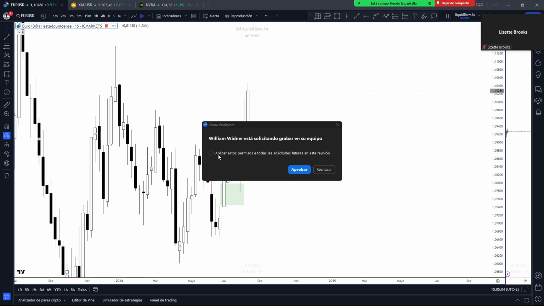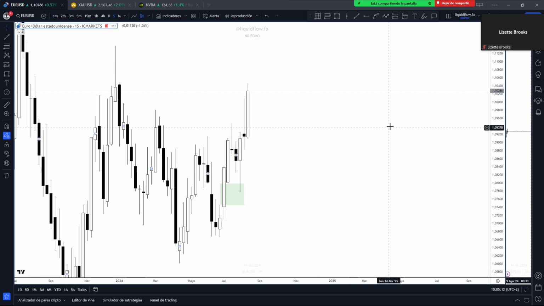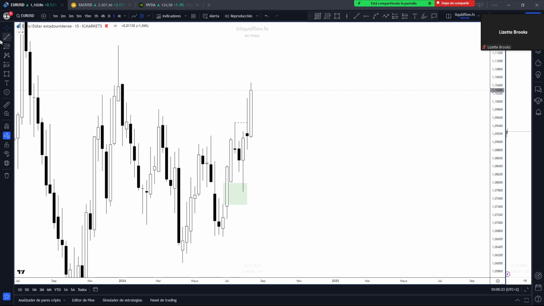If this fair value gap, I will record it. I will send. Don't worry. Okay, if we have this fair value gap, that means what? Internal range liquidity. So we go to find what? External range liquidity. This is our first draw of liquidity, and we don't have anything here.